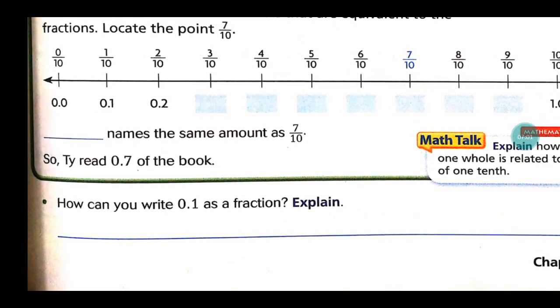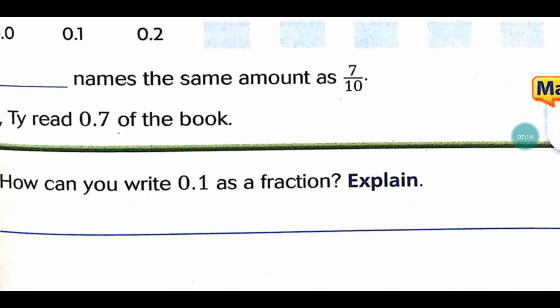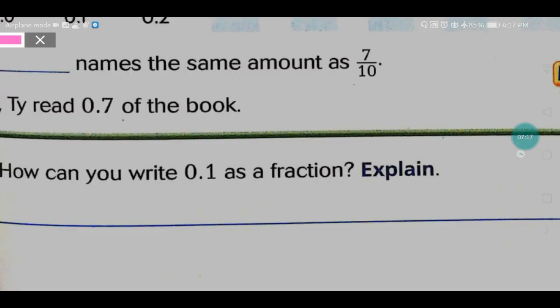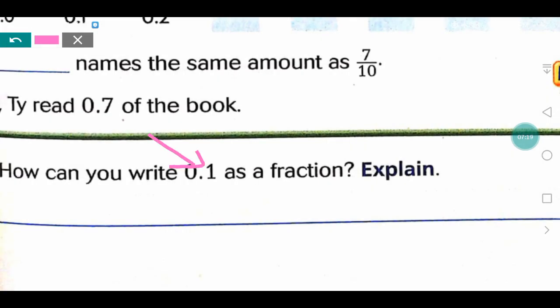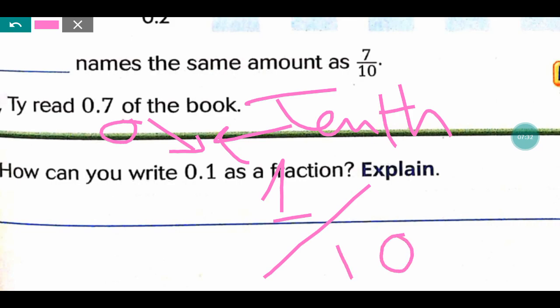Okay, then last question, how can you write 0.1, 1/10 as a fraction? As we know, here we have only 1 at our new place. This place represents ones, and this place, which contains 1, represents tenths. Then we write here 1 as the numerator and 10 as the denominator. Okay, 0.1 means 1/10.